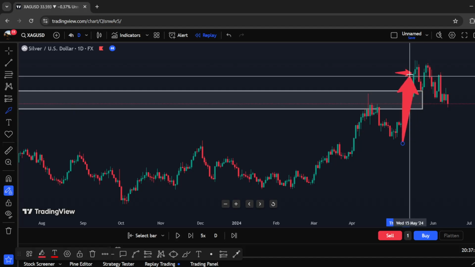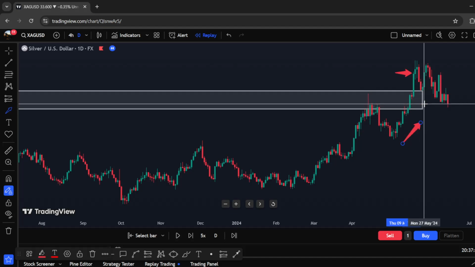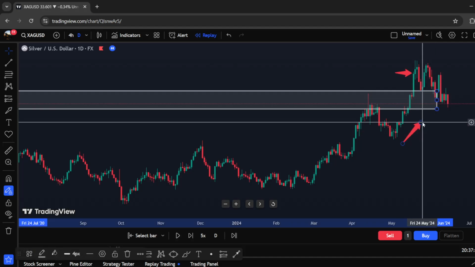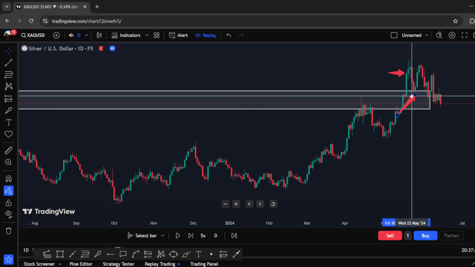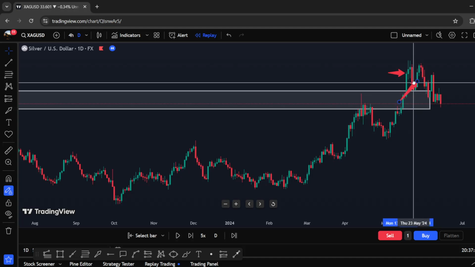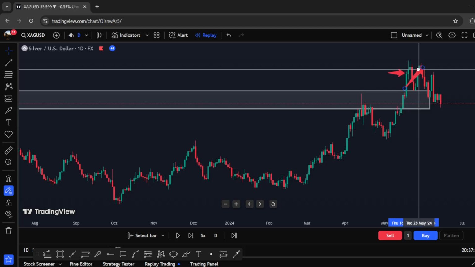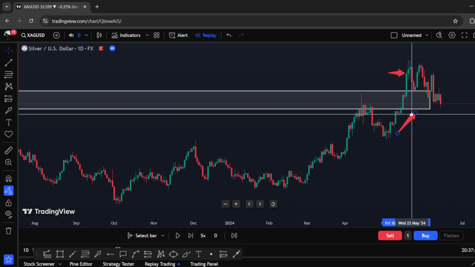As you can see, the market came back. We came back, we tested the level, and then we had another engulfing candle to get more traders to go long. Where would I put a stop? Below the level.